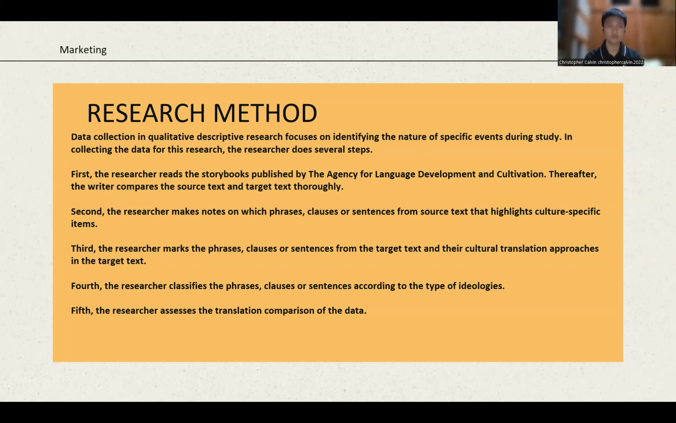Second, the researcher makes notes on which phrases, clauses, or sentences from the source text highlight culture-specific items or references. The third is to have the researcher mark the phrases, clauses, or sentences from the target text and their cultural translation approaches applied in the target text. The fourth is to have the researcher classify the phrases, clauses, or sentences according to the type of ideologies. Eventually, the researcher assesses the translation comparison of the data.